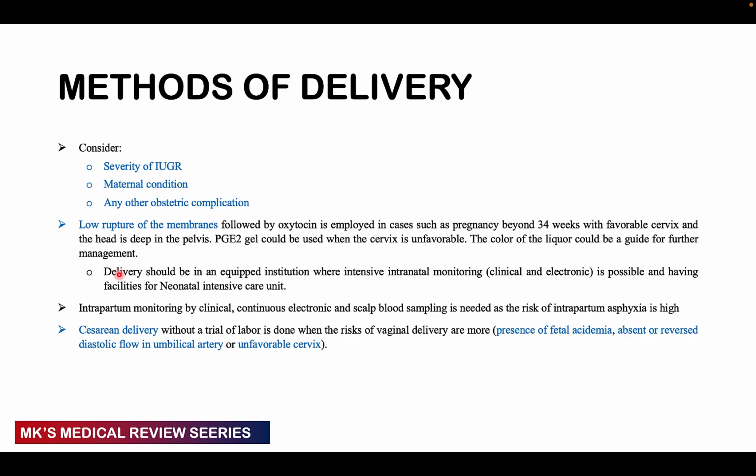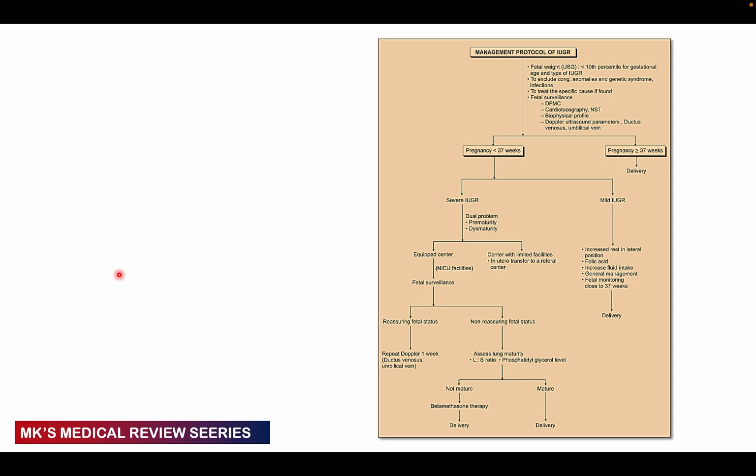Then cesarean delivery without trial of labor is done when the risks of vaginal delivery are more. For example, if there's any presence of fetal acidemia, absent or reversed diastolic flow on the umbilical artery, or an unfavorable cervix. So here is a schematic on the management of IUGR.